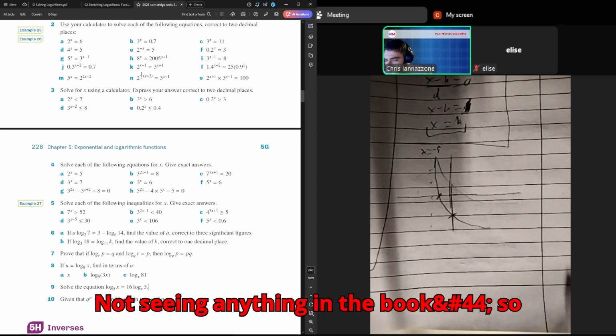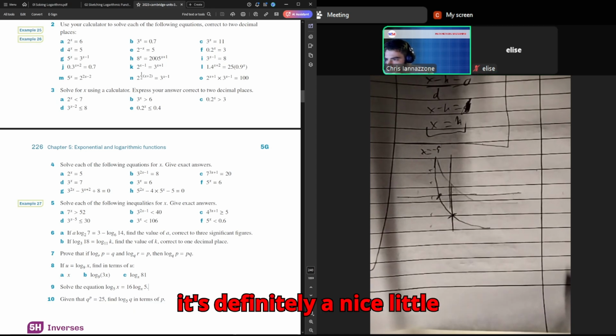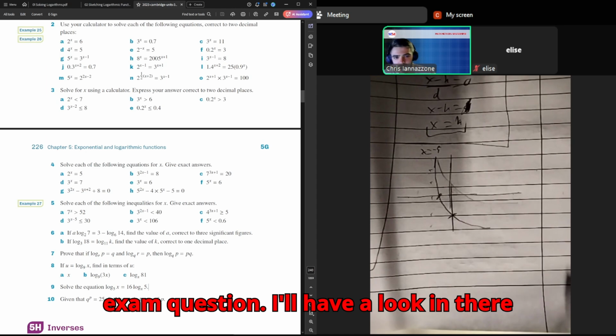Not seeing anything in the book, so it's definitely a niche little thing. Sure, it's some exam question. I'll have a look in there as well.